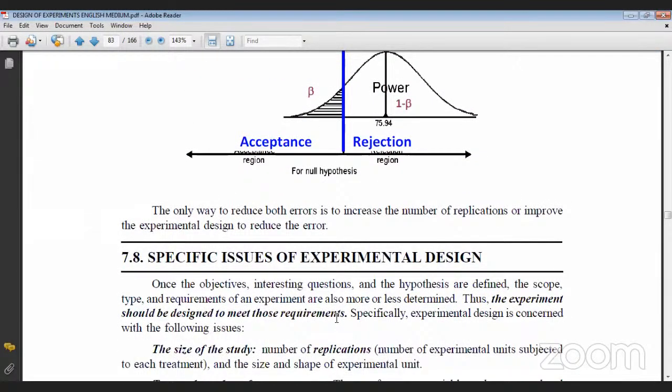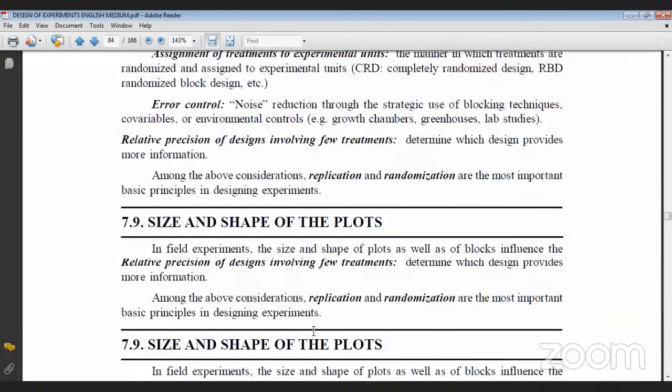The only way to reduce the errors is to increase the number of replications and improve the experimental design to reduce the error.